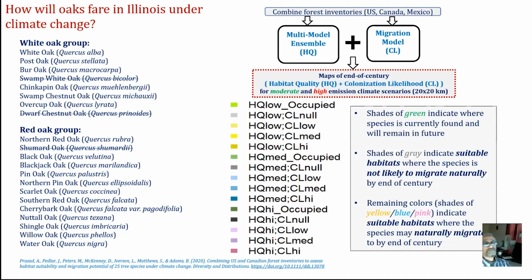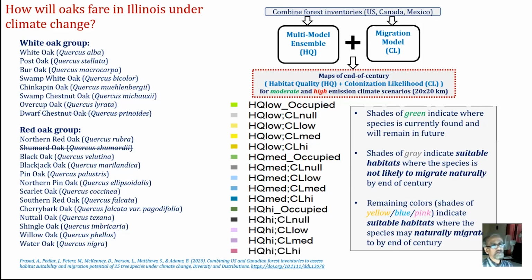And I want to dwell a little bit on the legend to help you understand how we have combined the HQ and CL maps. Both the habitat quality and colonization likelihood were reclassified into 3 classes: low, medium, and high. The key points to remember are the shades of green indicate where the species is currently found and will remain in the future. These are the HQ low occupied, HQ medium occupied, and the HQ high occupied.